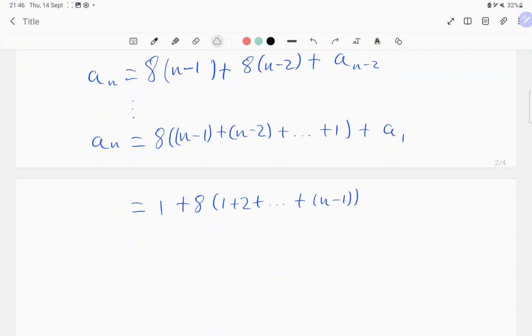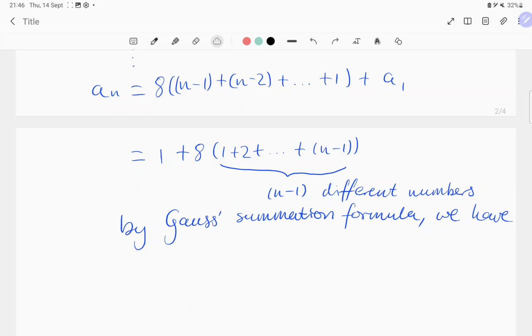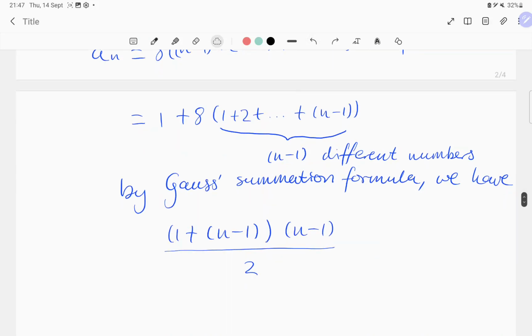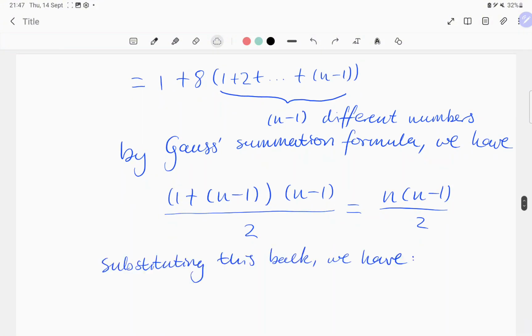Since we know that k equals 1, we can simplify this to 1 plus 8 times (1 plus 2 plus all the way to n minus 1). We now need to simplify this large bracket on the end. Using Gauss's summation formula, we find that there are n minus 1 different numbers. So, by the formula, we have (1 plus n minus 1) multiplied by (n minus 1) over 2 is the sum. We can simplify this to n times (n minus 1) over 2.